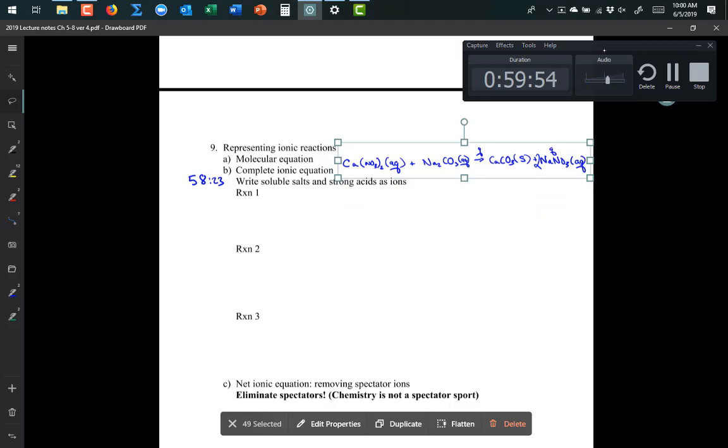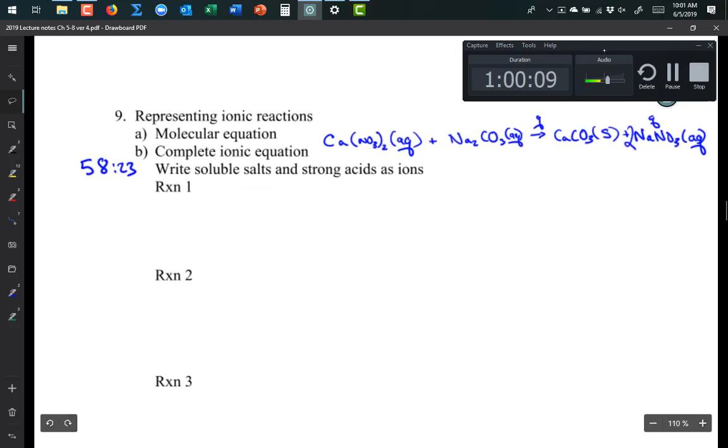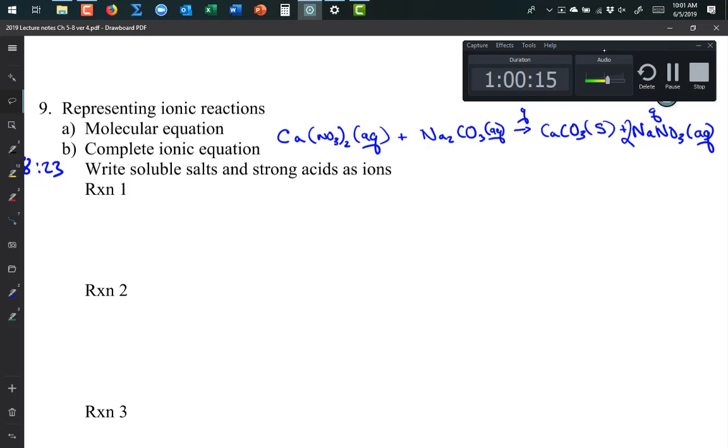So this is what we're gonna do. We're gonna write everything that says aqueous next to it as ions. So we balanced it, and we're going to take that first reaction, what I call reaction one, and write everything that's aqueous as ions. And then strong acids will split apart too. So for that reaction, I have calcium nitrate, right? In the molecular equation, I wrote calcium nitrate as a formula, but in the complete ionic equation, or sometimes they'll call it the total ionic equation, you write it out as separate ions.